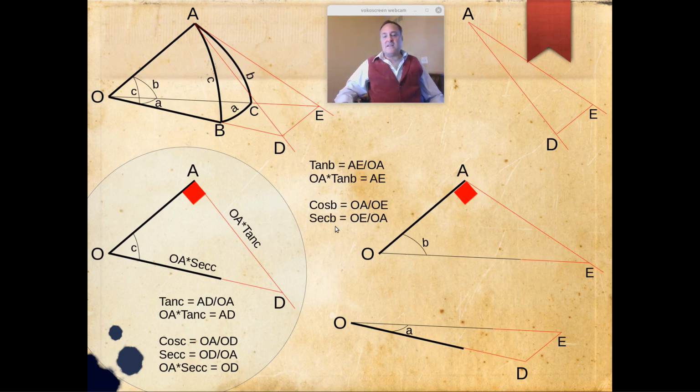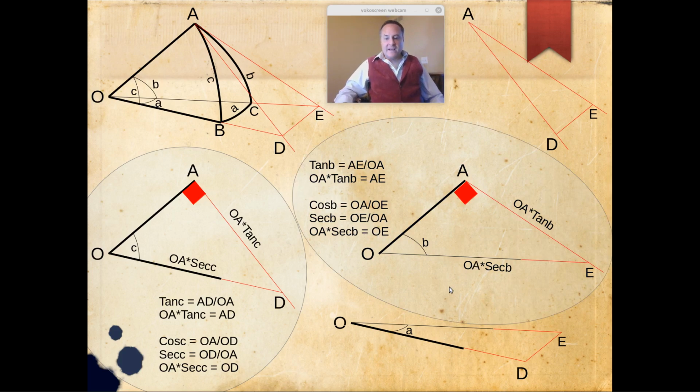I can rearrange, or rather I should say rename. The secant of B would then be the reciprocal of this value. So I put OE on top, OA on bottom. And I can rearrange and multiply both sides by OA so that I have OA secant B equals OE. And now these two values can be transported into the diagram so that I assign AE the value OA tangent B from here, and I assign OE the value OA secant B from here.